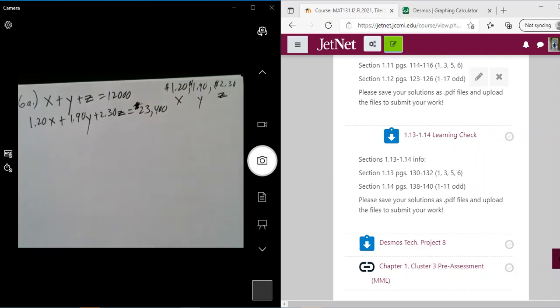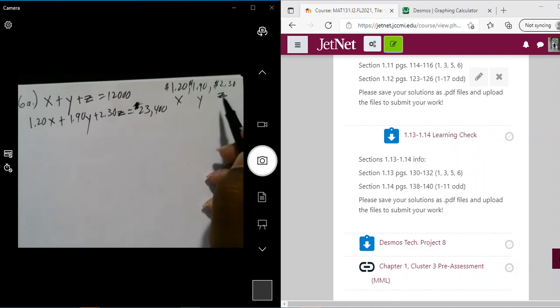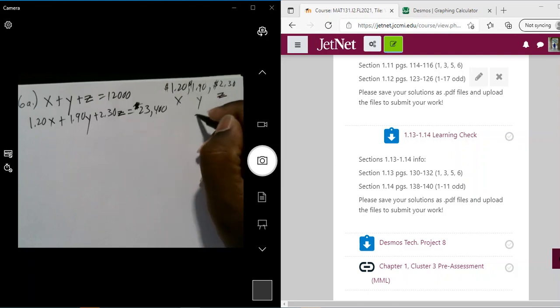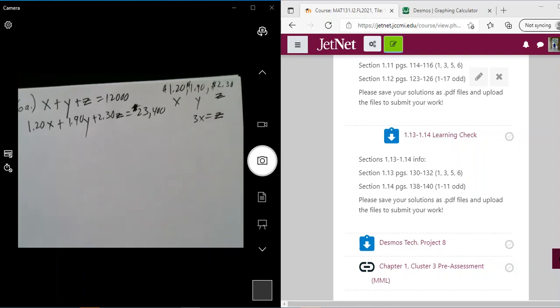Okay, next. It says you need 3 times as many of the most expensive switches as the least expensive switches. So the least expensive is X, the most expensive is Z. So what you would have here, you would need 3 times the amount of the lower switches to equal the higher switches. So 3X is equal to Z.